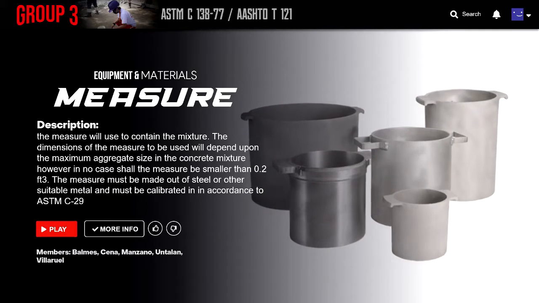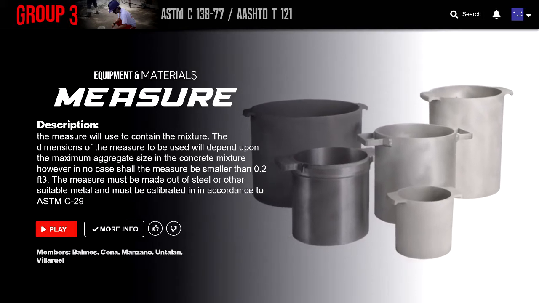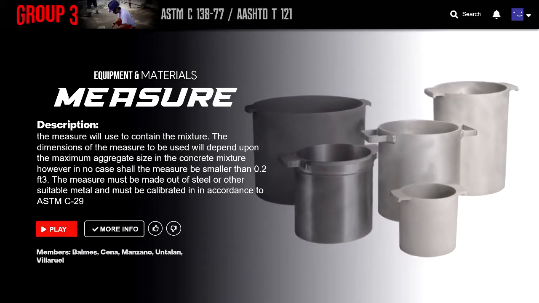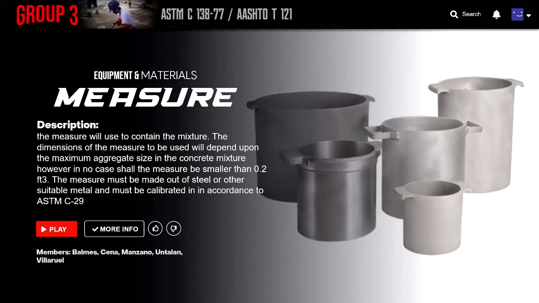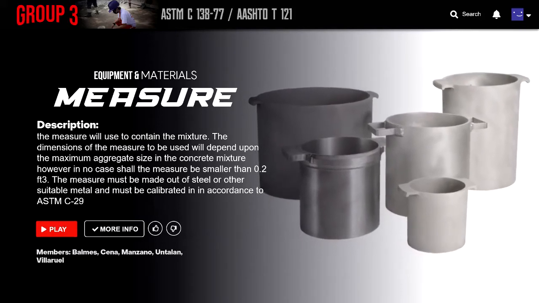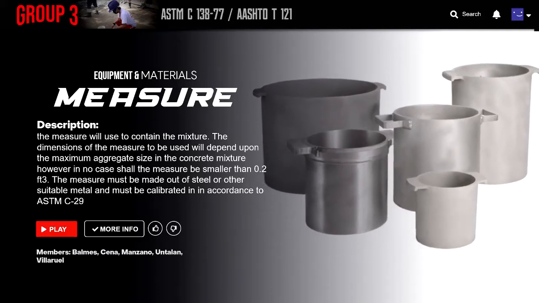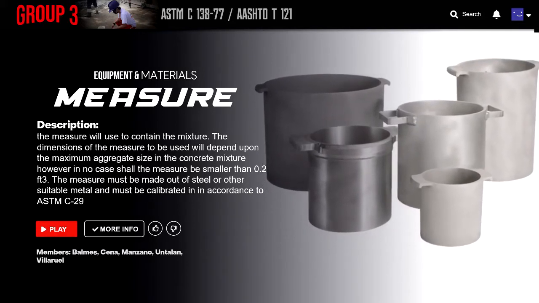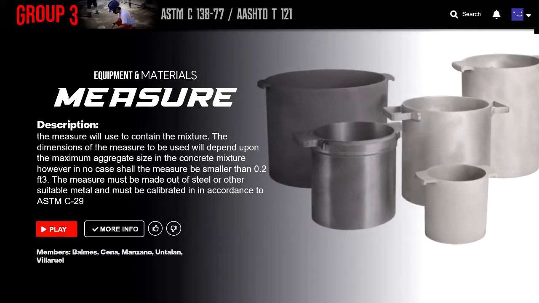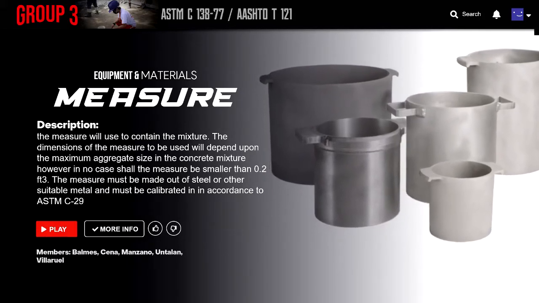Next, the measure, which will be used to contain the mixture. The dimensions of the measure to be used will depend upon the maximum aggregate size in the concrete mixture. However, in no case shall the measure be smaller than 0.2 cubic feet. The measure must be made out of steel or any other suitable metal and must be calibrated in accordance with ASTM C29.